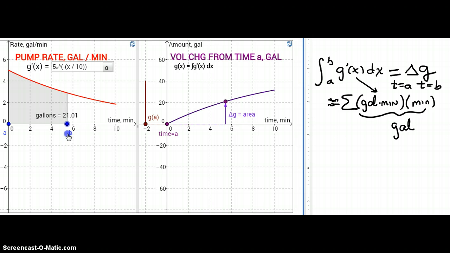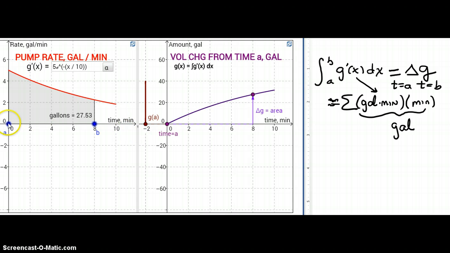Now you notice that delta G is increasing, but since the rate is slowing down, it's increasing at a slower rate. And so we go out here maybe to 8 minutes, and we see 27.53 gallons. That's this difference right here. 27.3 is right about in this area here. And so the area under the graph gives us the change in the height of this graph, the change in the amount of this graph, going from the rate of change to the quantity itself.